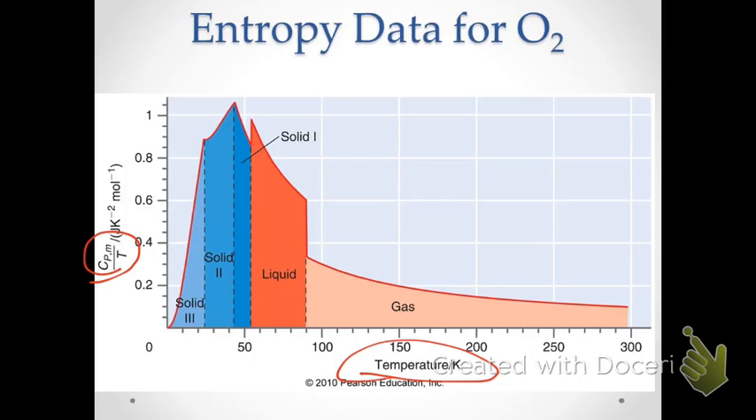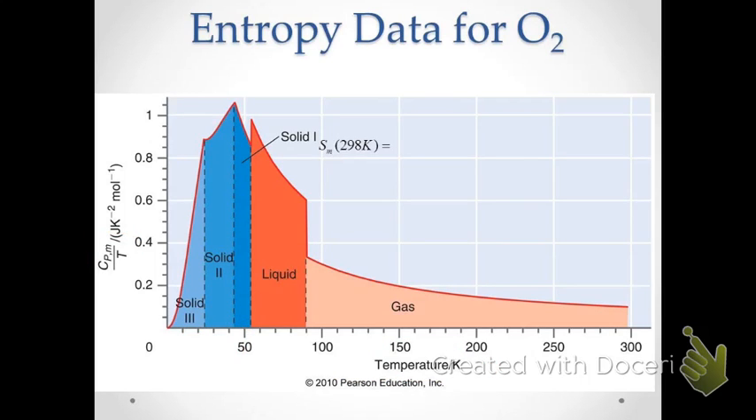You'll notice there are actually 3 phases of oxygen that exist at 1 bar pressure. And we'll talk a little bit more about phases, different kinds of phases, later on in the semester. But it's important to note that there are 3 distinct phases as we go through this particular determination.